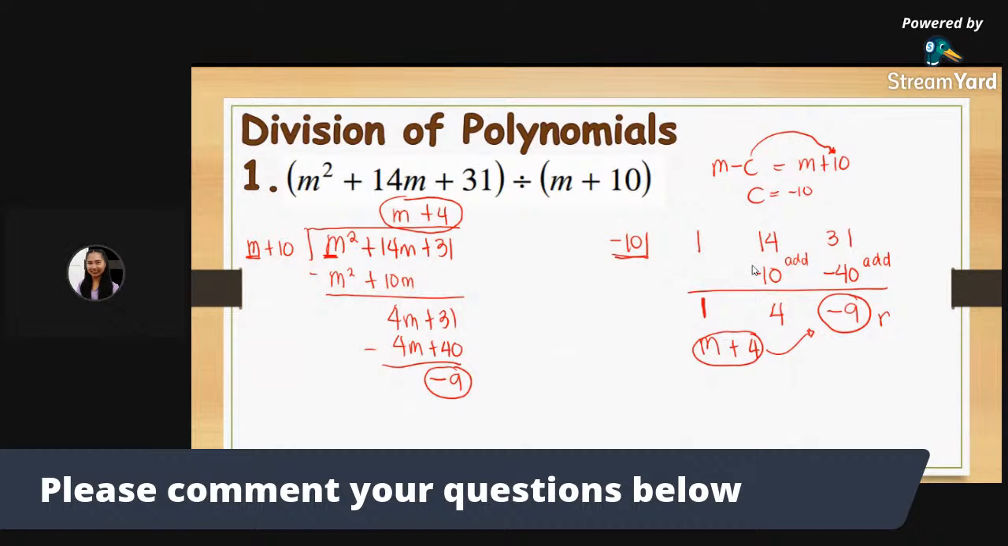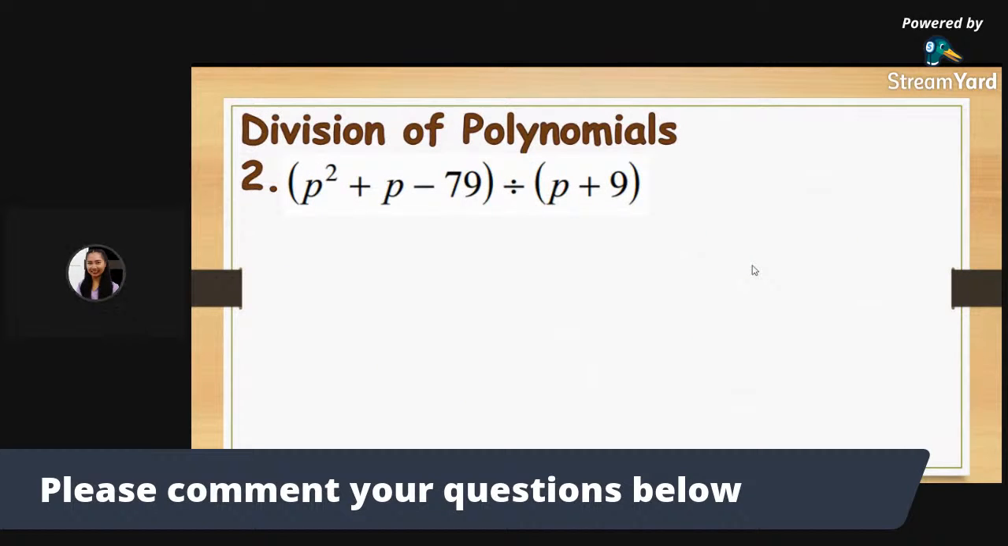Let's continue with our number 2. Number 2 is p squared plus p minus 79 divided by p plus 9. So using long division, let's arrange the polynomial according to degrees and divide it by p plus 9. Always remember that you only have to check the first term. So p squared divided by p, we get p. p times p is equal to p squared. Then p times 9 is equal to 9p.